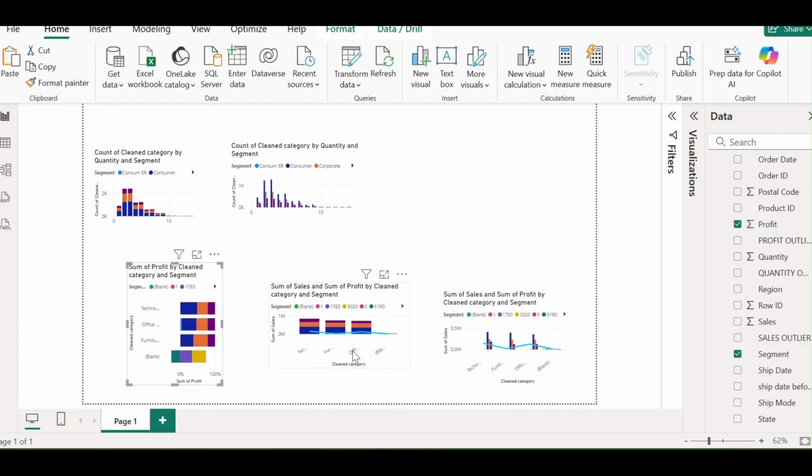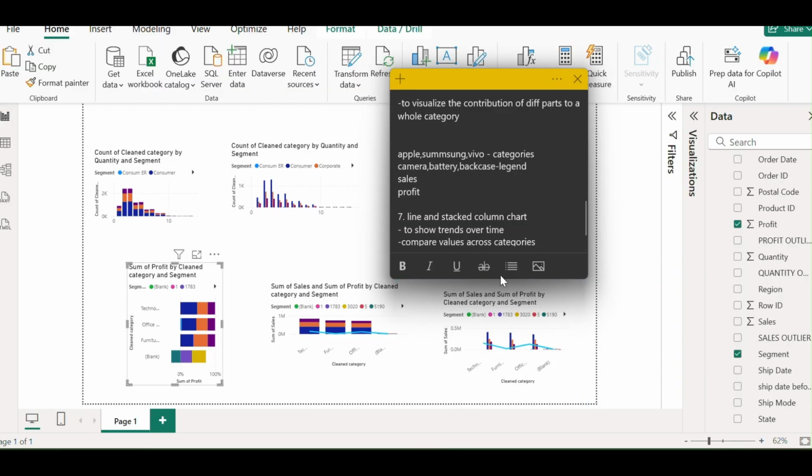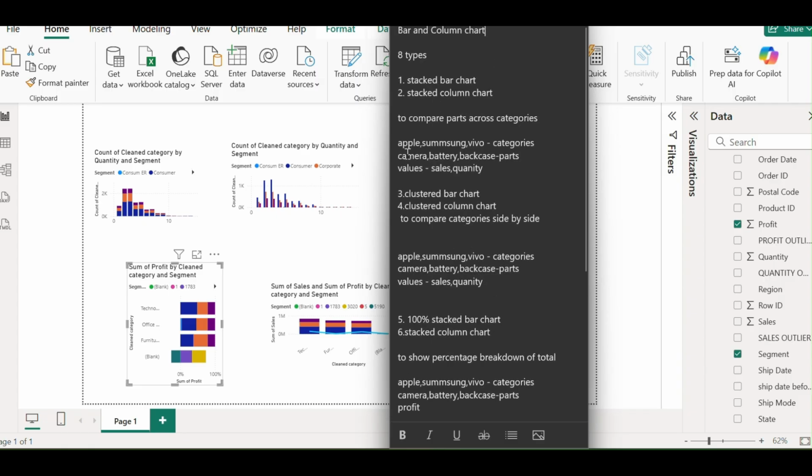Here we are showing two values in one chart, no? A line is to show one value, a column is to show one value. Okay, this is our dashboard using bar and column charts. So we have covered 8 different types of charts, just remember. Stacked means, see, camera comparing to Apple, Samsung, Vivo, but clustered means comparing camera, battery, back to Apple. You know the difference, no?